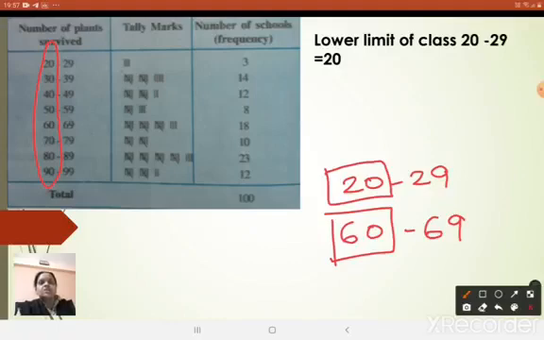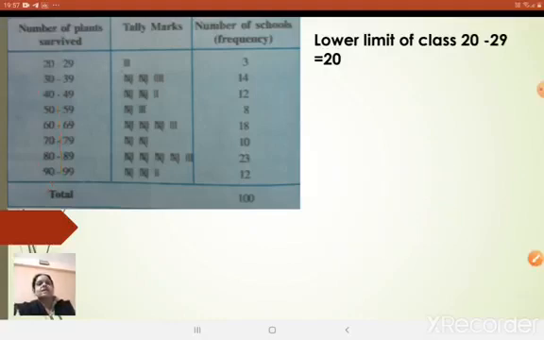So lower limit is not a common value for that table. The lower limit will change as per the class. For each and every class the lower limit will be different. So the first value of that class is always called the lower limit. For example, if I consider the class as 20 to 29, the lower limit will be 20.